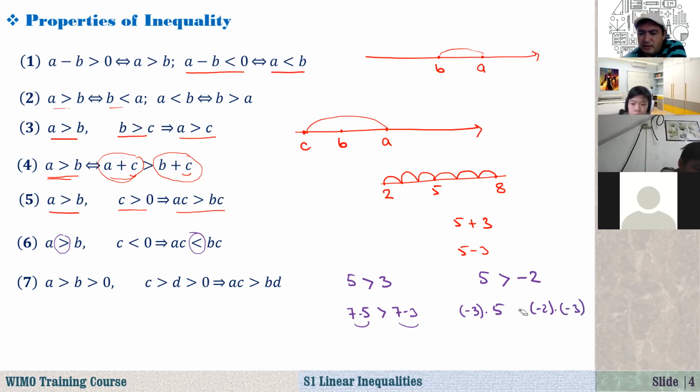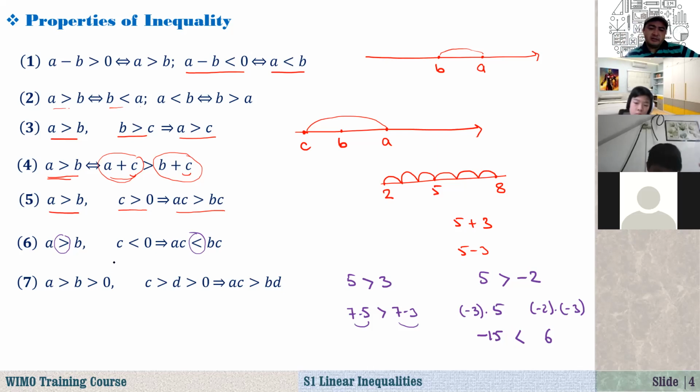I'm not sure which one is greater, but if you evaluate this, negative 3 times 5 is negative 15, and negative 2 times negative 3 is 6. And we know that every positive number is greater than a negative number. So negative 15 is less than 6. That's why in inequality, when you multiply both sides by a negative number, or divide both sides by a negative number, you need to change the direction of the inequality sign.